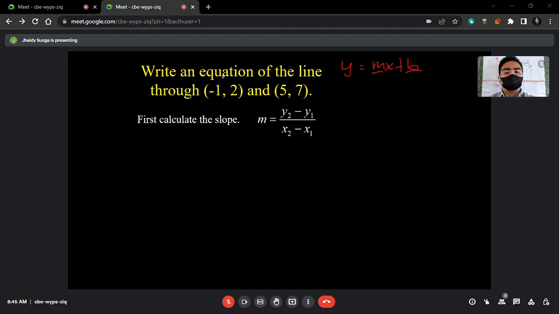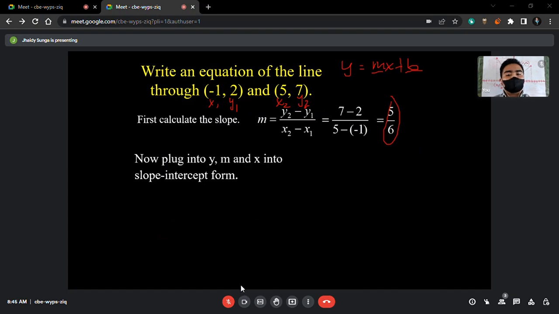So if we have this formula already, what are we going to do? We are going to substitute all the givens to the formula itself. So what's your x sub 1, y sub 1, x sub 2, y sub 2? Now you have the givens, so you replace or substitute all the givens in your formula. Now you have substituted it already, so you simplify. Your m is now 5 over 6.